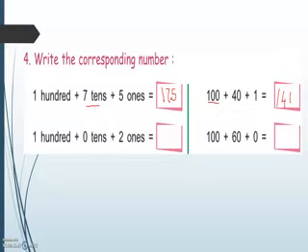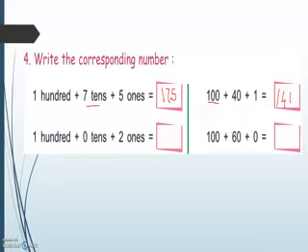Either you can write 100 plus 40 plus 1 is 141, or you can see it according to the place value. 100 means 1 is in the hundreds place. 40 means 4 tens, which is 4 is in the tens place. 1 one, which means 1 is in the ones place.